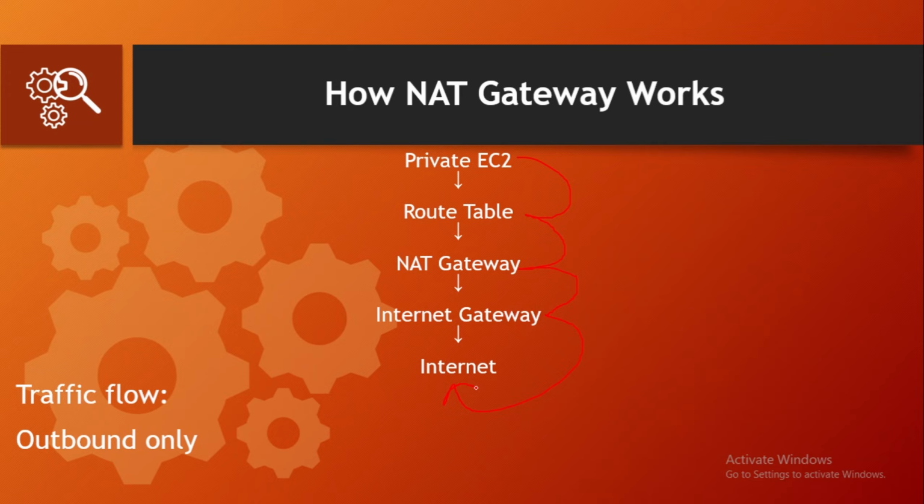So the flow looks like this: the private EC2 instance will be in a private subnet, and the route table which is associated to the private subnet will send the request to this NAT gateway. This NAT gateway will be deployed onto a public subnet, and it will have access to the internet gateway, and then it will be able to reach the internet. So as you can see, it is only one-way traffic. And when the response comes back, it follows the same path in reverse. So the important point is that this flow only works for outbound traffic.